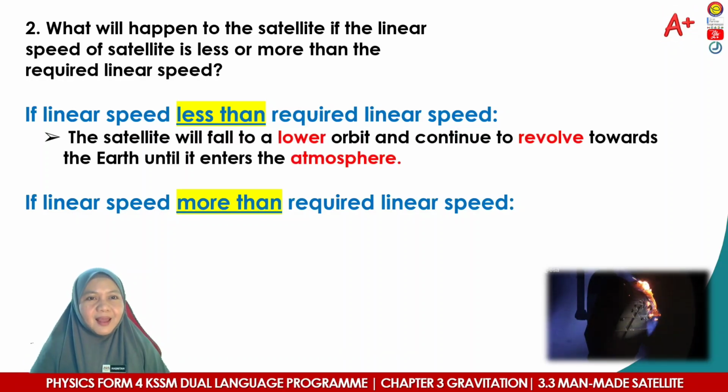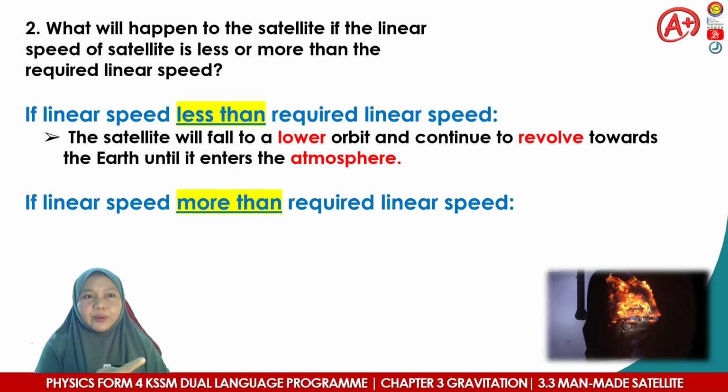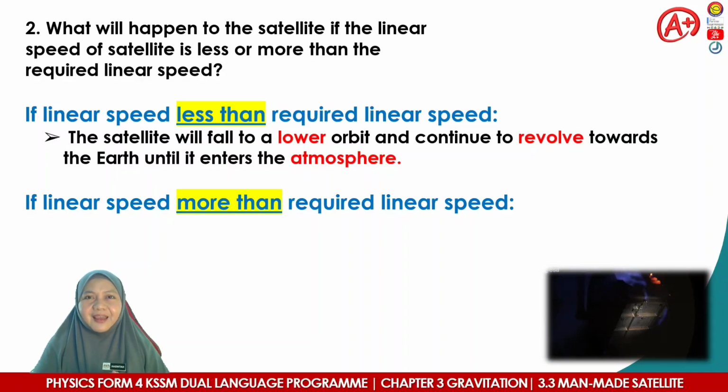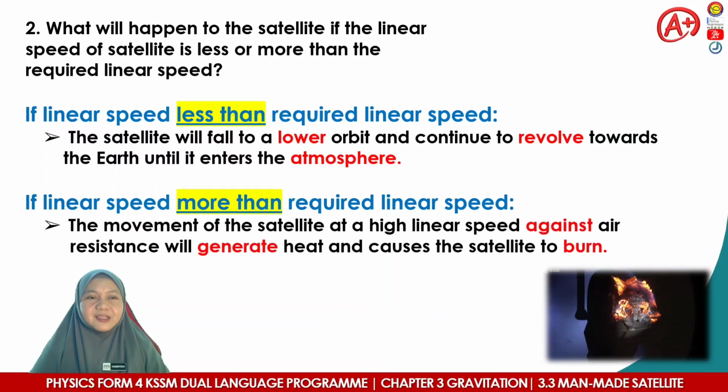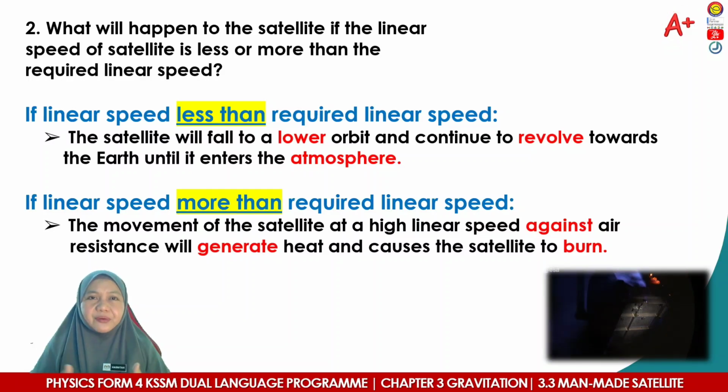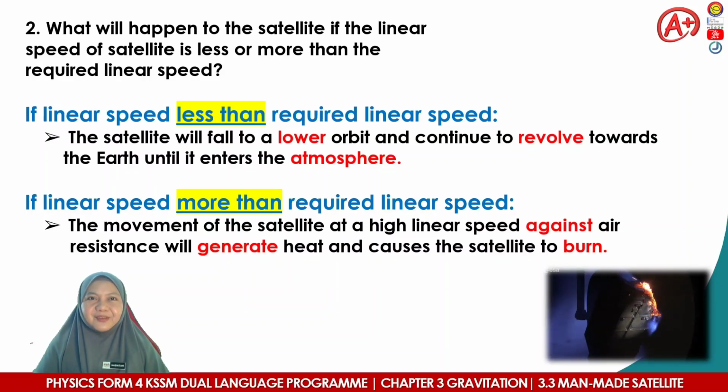So what will happen? The satellite will fall to the lower orbit and continue to revolve towards the Earth until it enters the atmosphere. But now what if the linear speed is more than the required linear speed? What will happen then? Yes, very good. At this moment, the movement of the satellite at a higher linear speed against air resistance will generate heat and cause the satellite to burn, right? So it will cause a disaster.